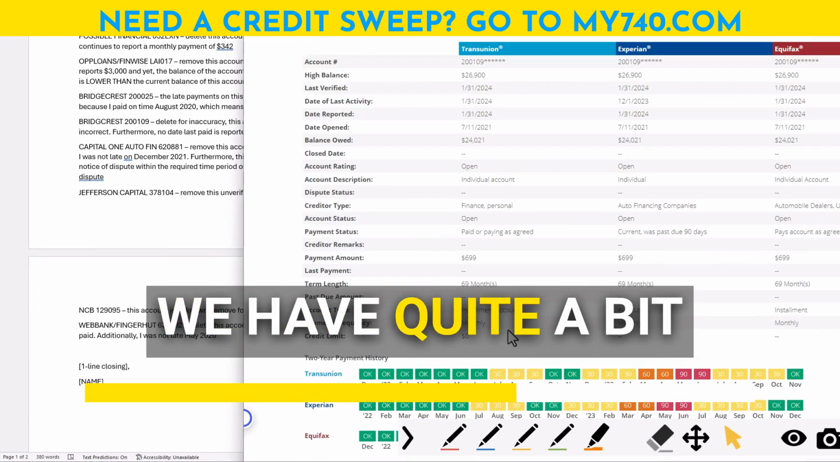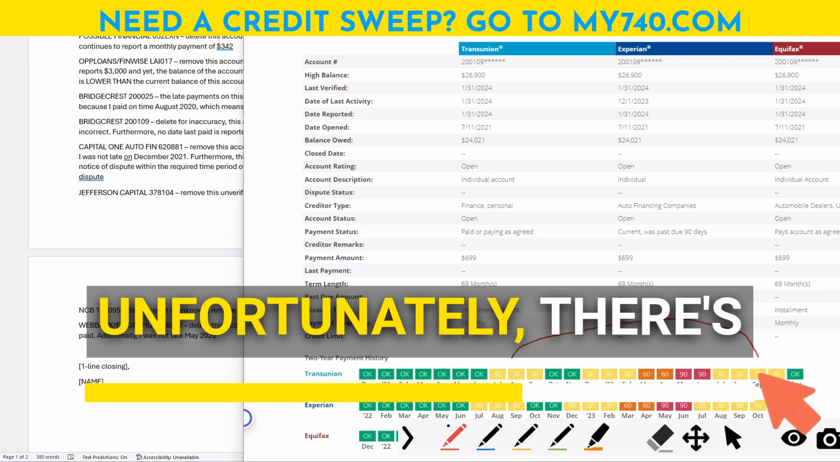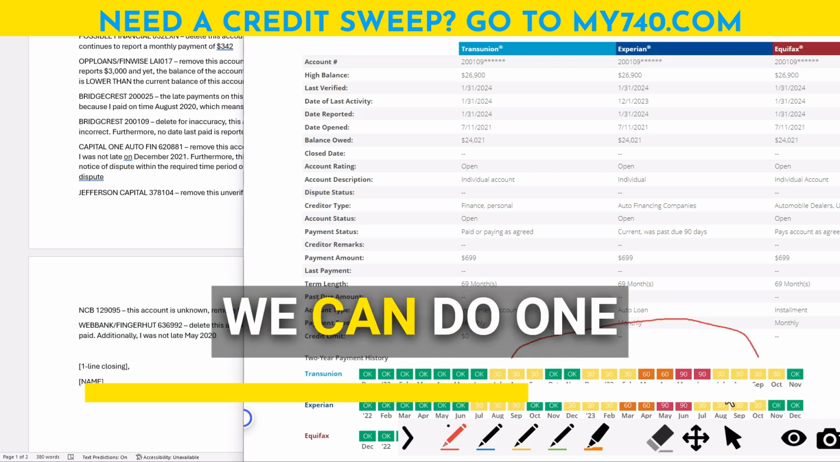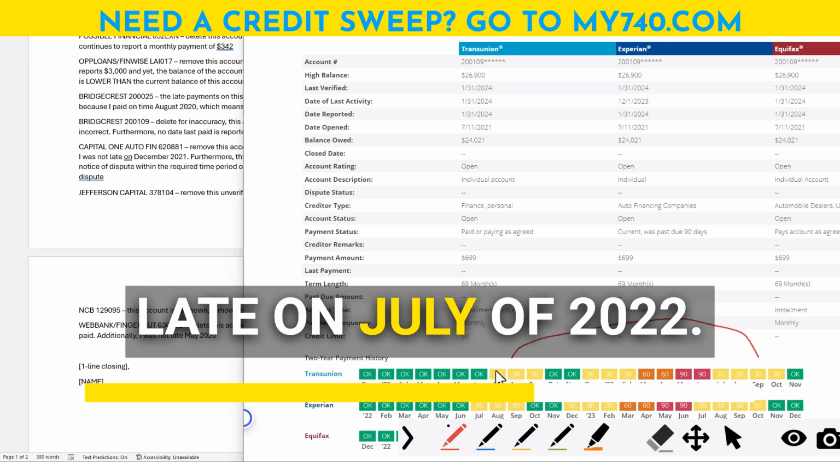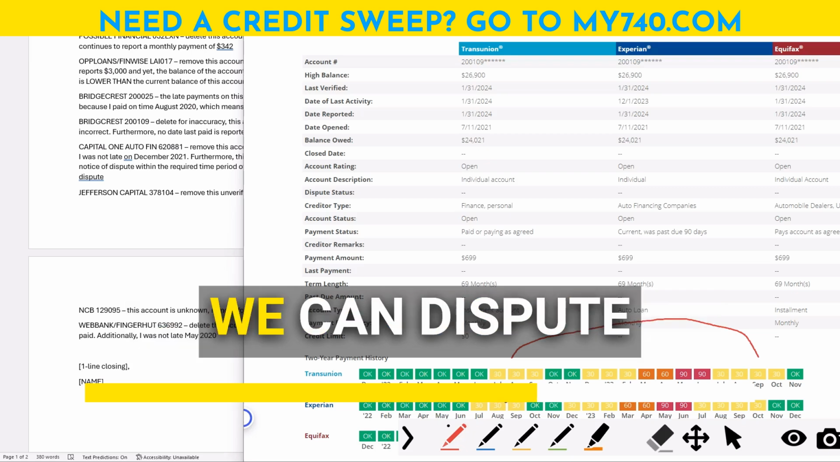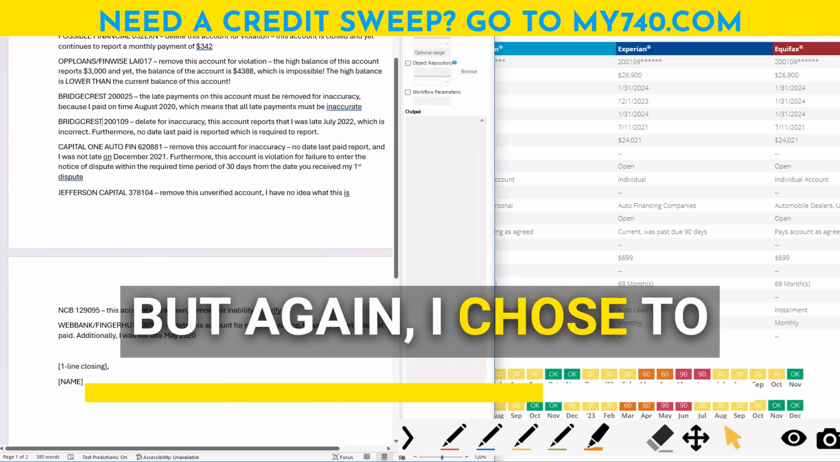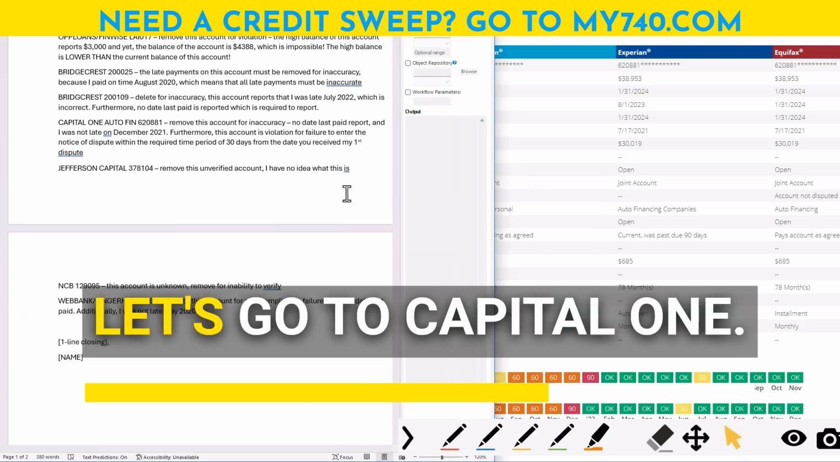We have quite a bit of data on here, but specifically we have these late payments. Unfortunately, there's no way to correct all of these late payments. We can do one of many things. We can actually say that we weren't late on July of 2022. We can dispute the fact that the date last paid is missing. But again, I chose to go with using one late payment to remove all of the late payments. Let's go to Capital One.